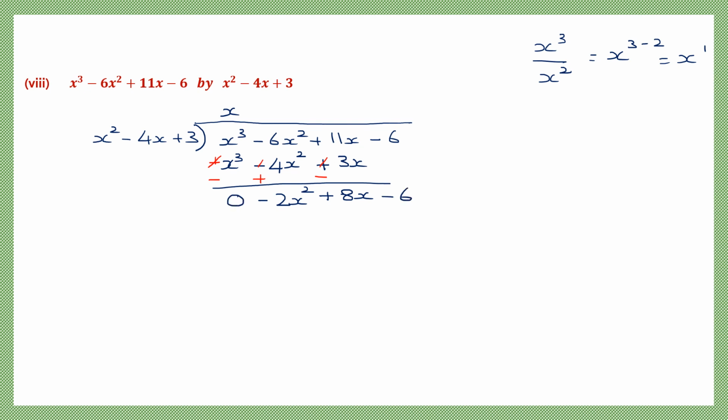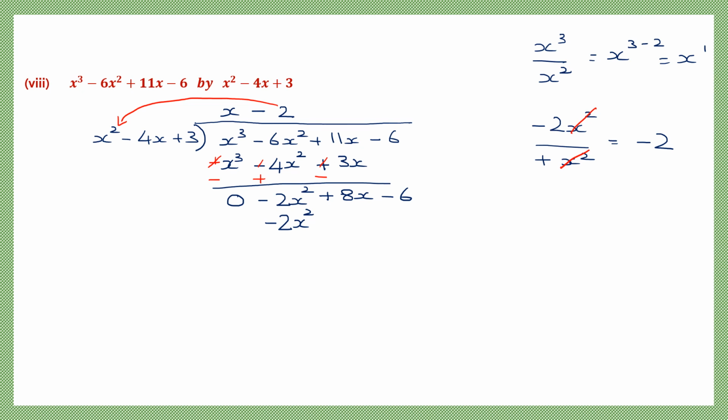Okay. Now let's take the first term of the dividend, minus 2x², and the first term of the divisor, x², and let's work this out. So the sign will be minus into plus is minus. The number is 2. I have an x² in the numerator and x² in the denominator, which I can cancel. So I have only minus 2. Now let's multiply minus 2 into x². So the number will be 2, the sign is minus, and the x is x².